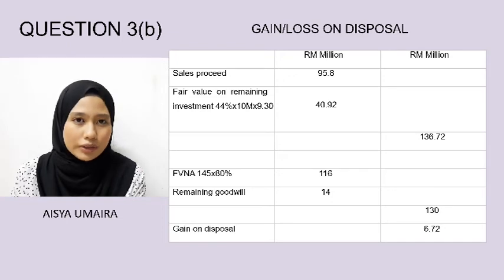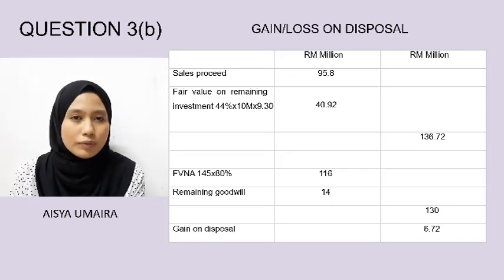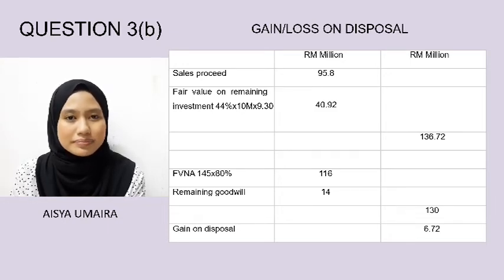For the fair value of net assets, 145 million needs to be multiplied by 80%, which will total up to 160 million, and the remaining goodwill calculated previously needs to be added, which is RM40 million, plus the difference between the 136.72 million and the 130 million will give a gain on the disposal of 6.72 million.